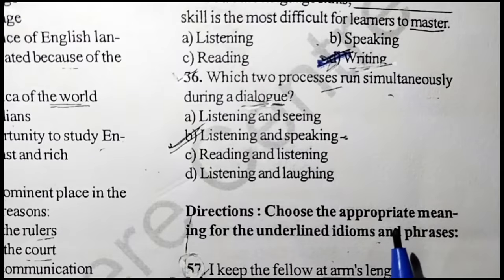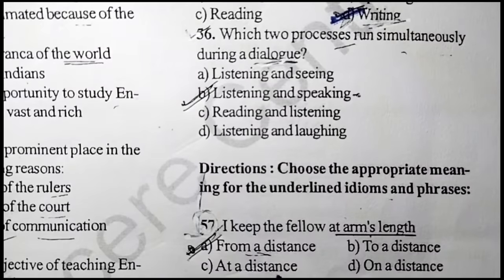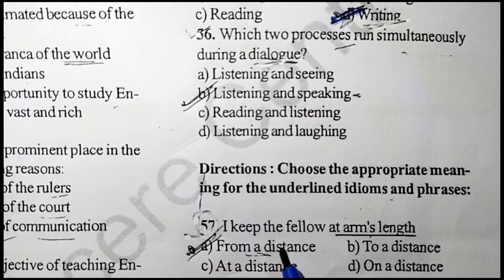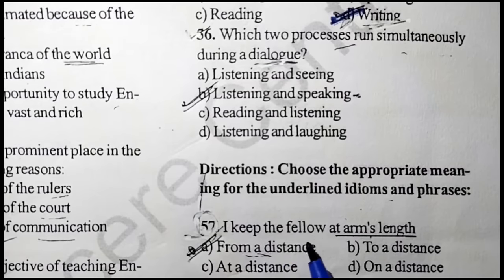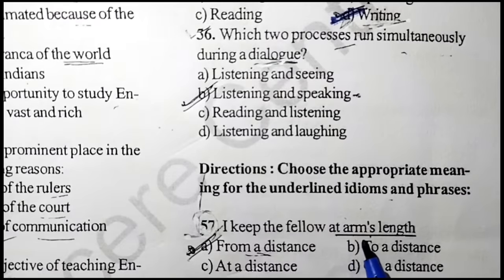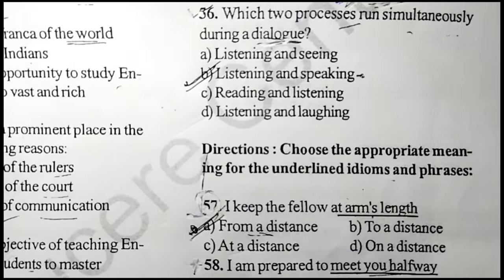Directions: choose the appropriate meaning for the underlined idioms and phrases. You need to find the correct meaning of the idioms and phrases. I keep the fellow at arm's length. At arm's length, the answer is at a distance.